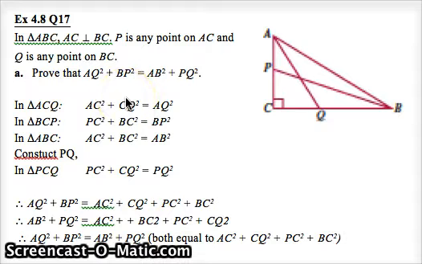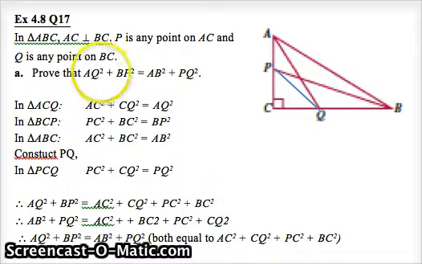In part A of this question, we have to prove that AQ squared plus BP squared equals AB squared plus PQ squared. Now, straight away when we look at this question, we can see that it says PQ squared and there is no line PQ marked on the diagram. So the first thing we'll do is bring in the line PQ, which I've just done there.